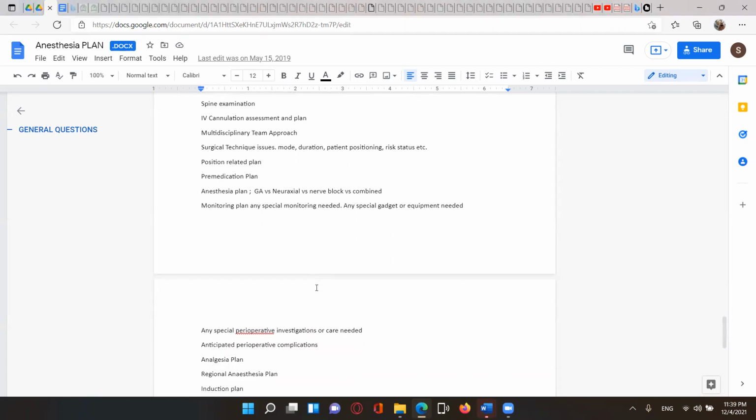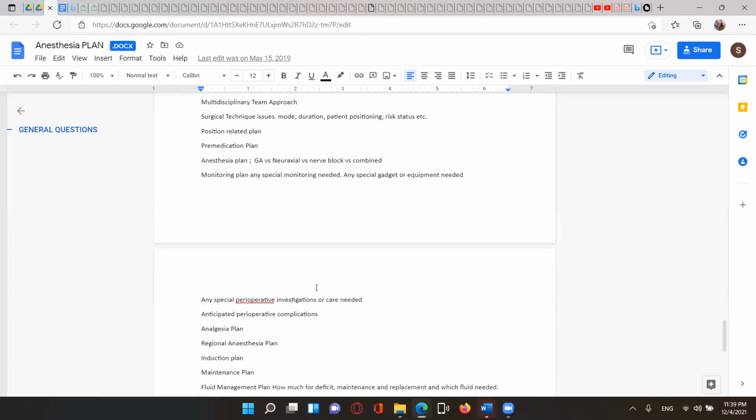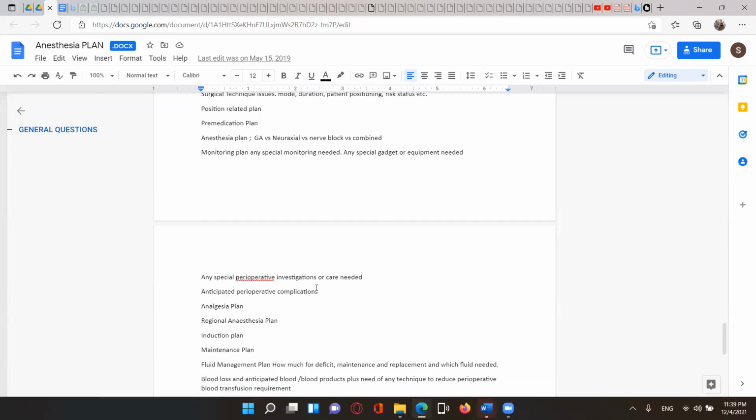So premedication means something else. Whatever drugs you give before surgery is premedication. Premedication can be anything. Preemptive analgesia is also premedication. Decreasing secretions is also premedication. So there are so many things: anticholinergics, sedatives, and whatever.